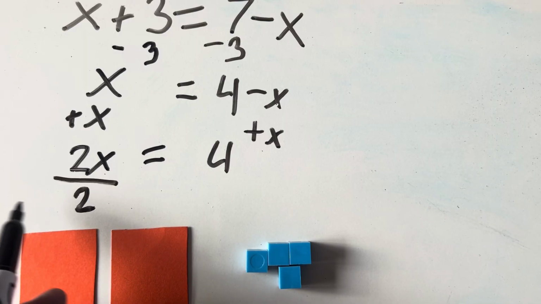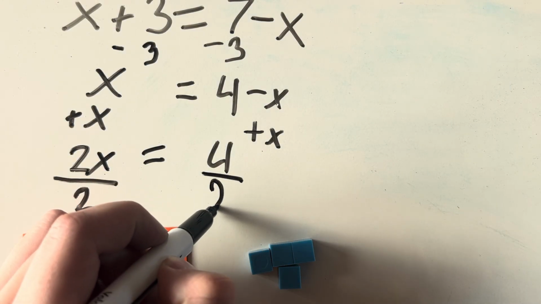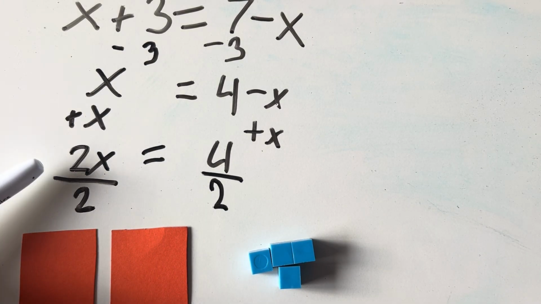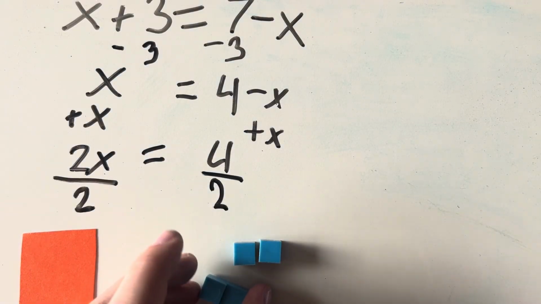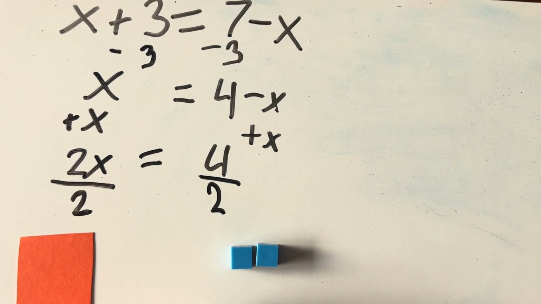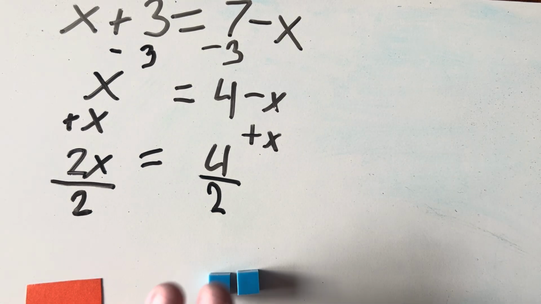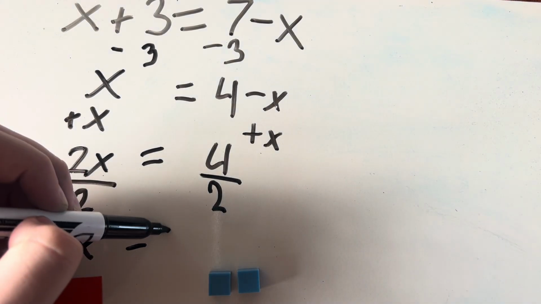To get this x by itself, we're going to divide it by 2. But everything we do to this side, we have to do to the other side. Divide by 2. When we do 2 divided by 2, we're left with 1. When we do 4 divided by 2, we're left with 2. So our final answer is going to be x equals 2.